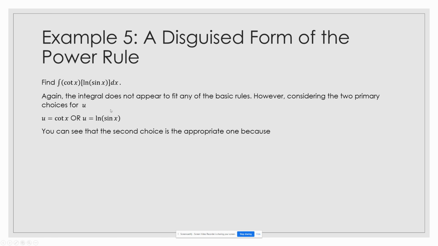Because if this right here is u, what does that make du? If u is ln of sine of x, that makes du cosine of x over sine of x. Because remember, the derivative of ln of x is 1 over x. So the derivative of ln of u would be du over u. Here's our du, here's our u. That's the derivative of ln.